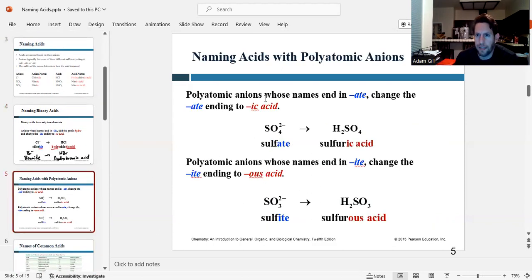Now, the next type of acid is one that has a polyatomic ion. Polyatomic ions can end in either ATE or ITE. If it ends in ate, we change the ending to ic acid. So sulfate would be sulfuric acid. If the polyatomic ion ends in ite, we change it to OUS acid. So sulfite would be sulfurous acid.